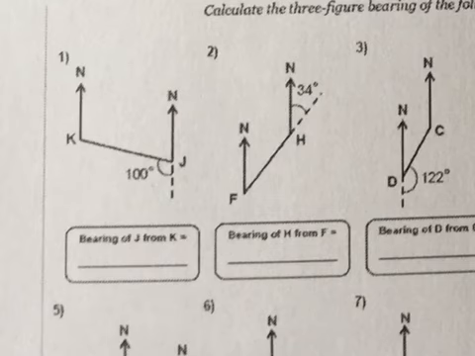So for these questions we are calculating the bearing this time, we're not measuring it. So we need to remember our angle facts. We're given a clue here. This angle here is 100 degrees. Couple of ways we can do this. Angles in a straight line add up to 180, which would give me this one in here as being 80 degrees.